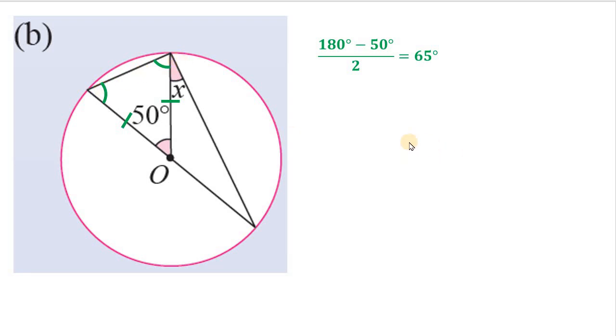Now we know the whole angle from here to here is 90 degrees. So x will equal 90 degrees minus the green angle here, 65. 90 minus 65, we get the value of x is 25 degrees. So this is the answer for 1b. Next we're going to see 1c.